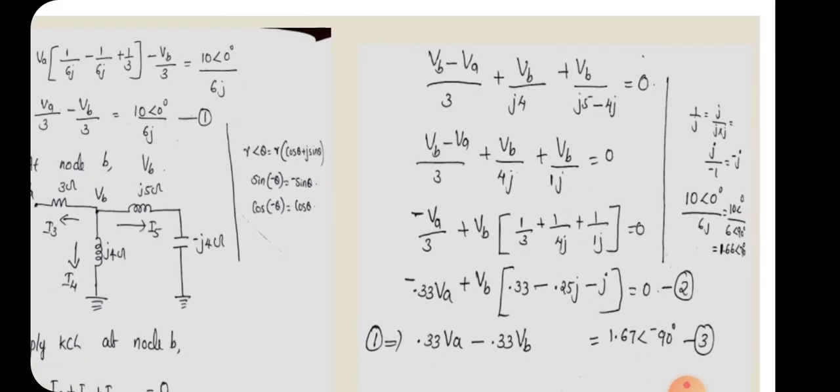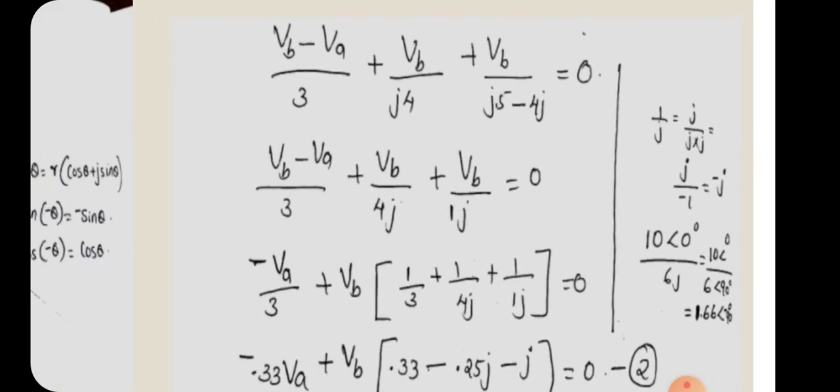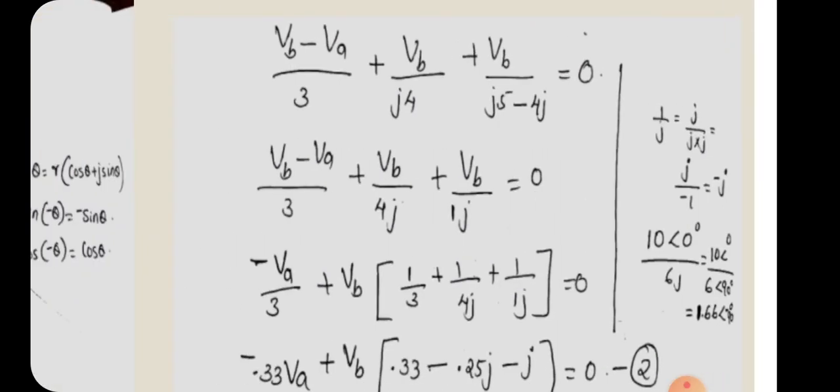So the equation will be VB minus VA by 3 plus VB by 4J plus VB by 5J minus 4J equal to 0. Then you can simplify it as VB minus VA by 3 plus VB by 4J plus VB by J equal to 0. And in this, VA and VB can be separated, so we will get minus VA by 3 plus VB into 1 by 3 plus 1 by 4J plus 1 by J equal to 0.